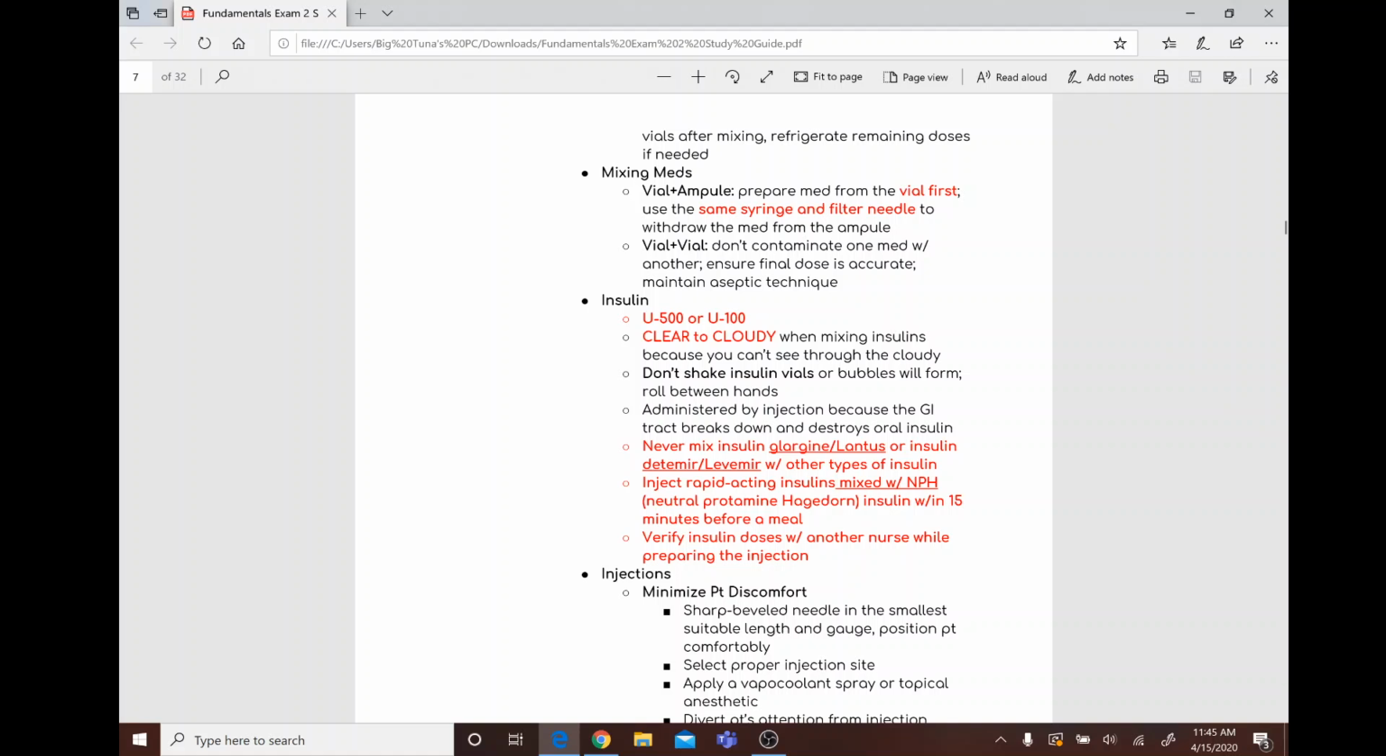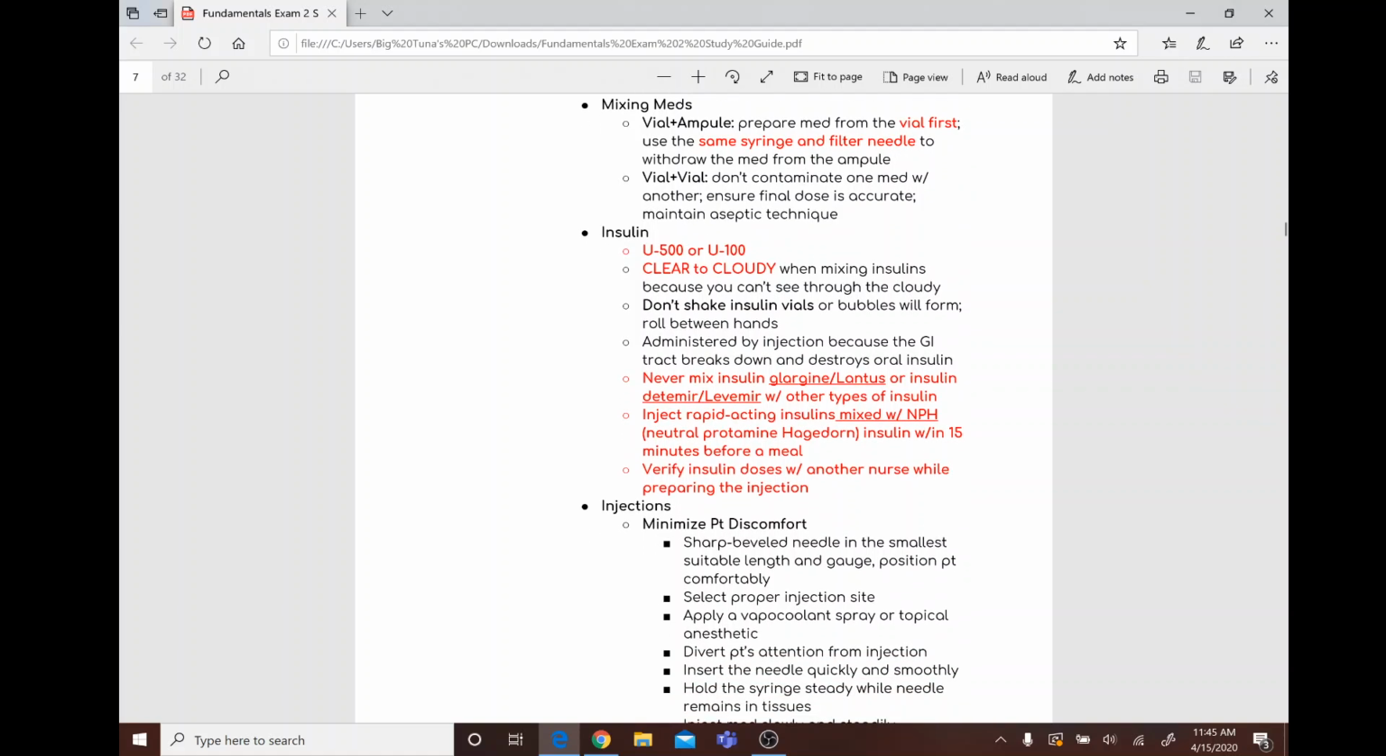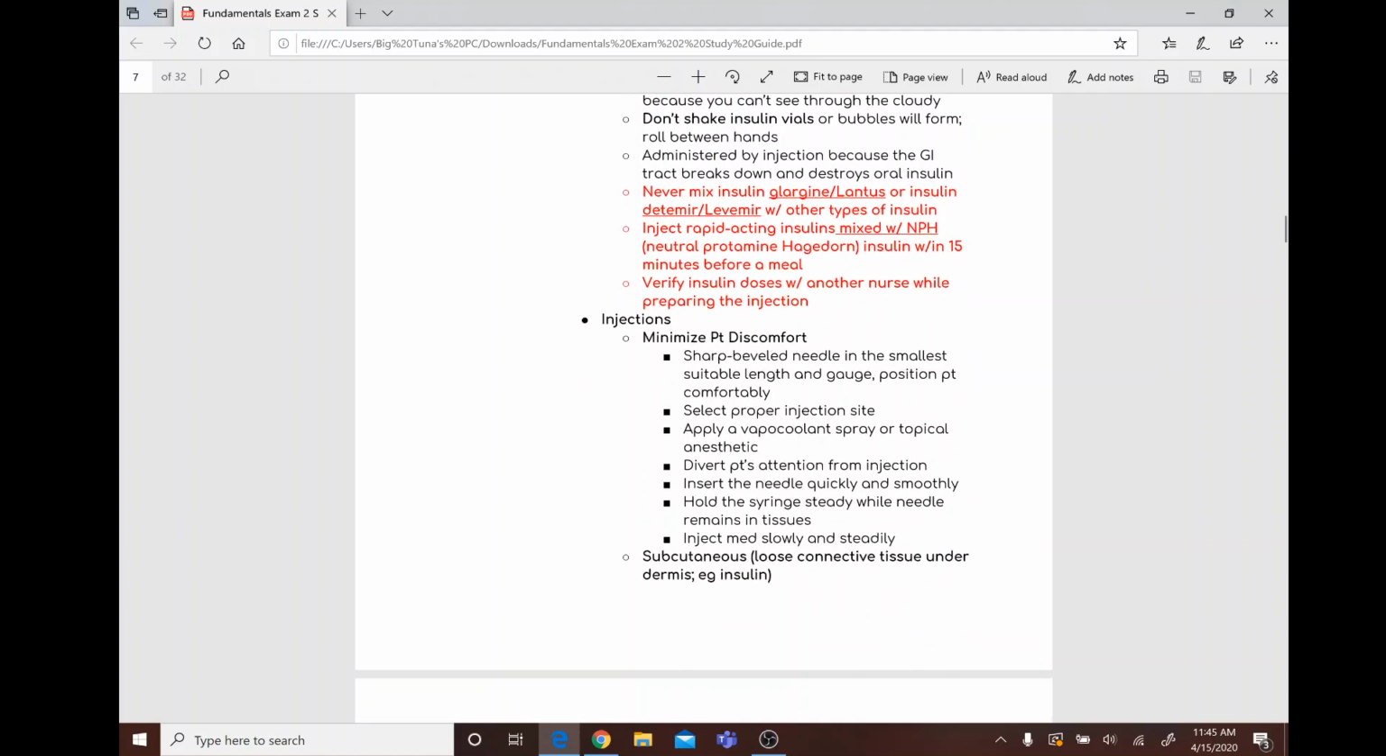Never mix insulin glargine or Lantus, or insulin detemir or Levemir, with other types of insulin. Inject rapid-acting insulins mixed with NPH insulin within 15 minutes before a meal. Verify insulin doses with another nurse while preparing the med.